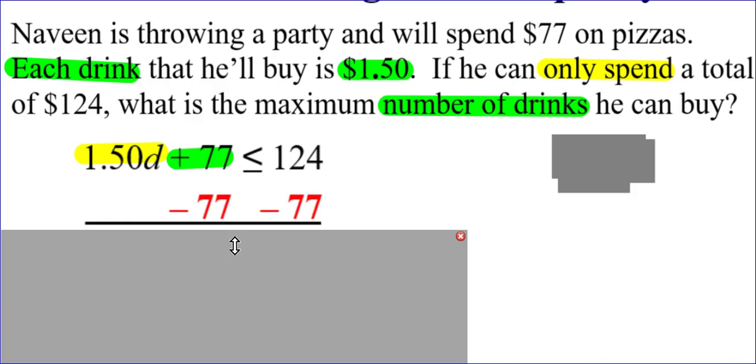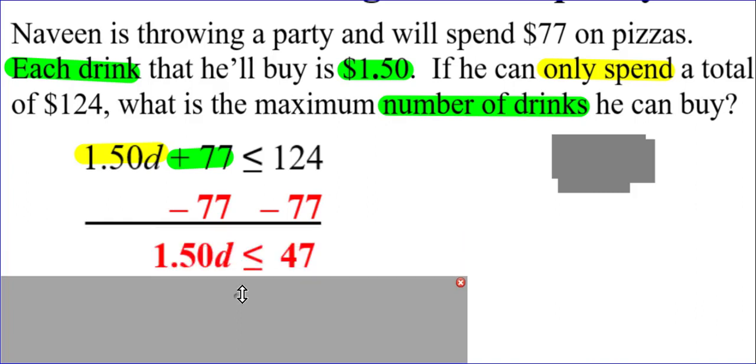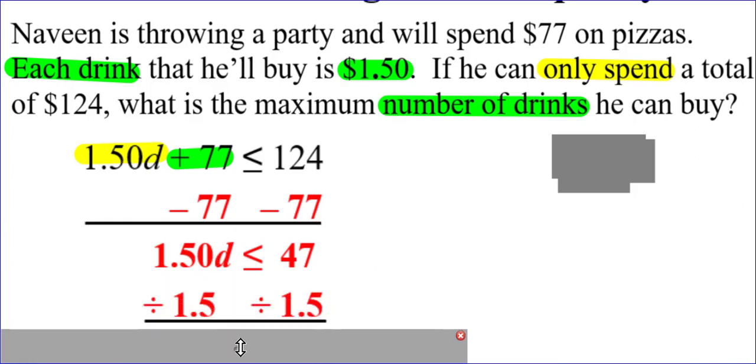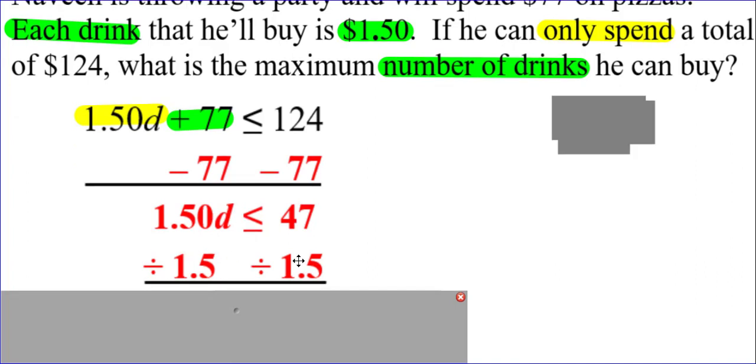You can feel free to use a calculator if you need to, although I bet you don't probably have to. You can just do some borrowing here for the subtraction. 124 minus 77 is 47. 77 minus 77 on the left is 0. We're not going to put the 0 down on our paper, but we'll bring down the 1.50d. And that is being multiplied, and the inverse is to divide.